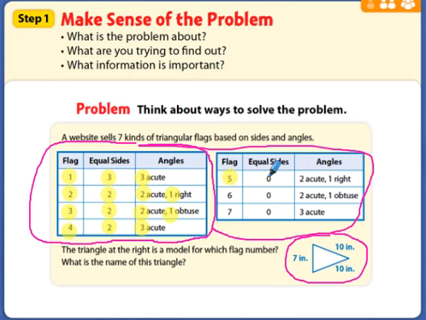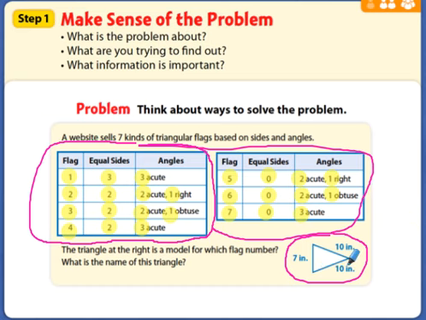Flag number 5 has no equal sides. All 3 sides of this triangle are different lengths. 2 of the angles are acute, 1 of them is right. Flag number 6, again, no equal sides. All 3 sides are different lengths. 2 acute angles, 1 obtuse angle. And then the last flag, no equal sides, but all 3 angles are acute.